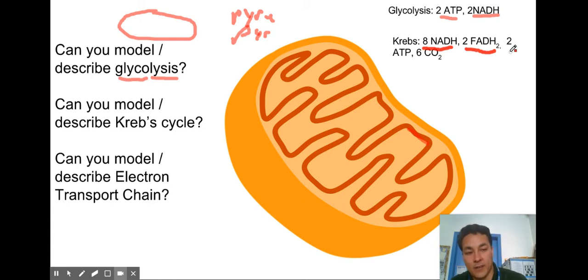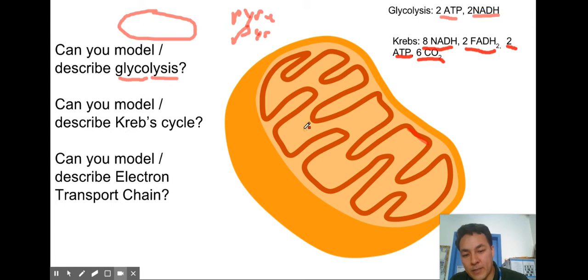The Krebs cycle also makes 2 ATP. So far, for one molecule of glucose, we've made 4 ATP. And look at this. It makes carbon dioxide. And carbon dioxide, as you know, is what we breathe out. So you're kind of starting to see how the products of cellular respiration are the reactants of photosynthesis. And for that, you can go back to our last unit to review.